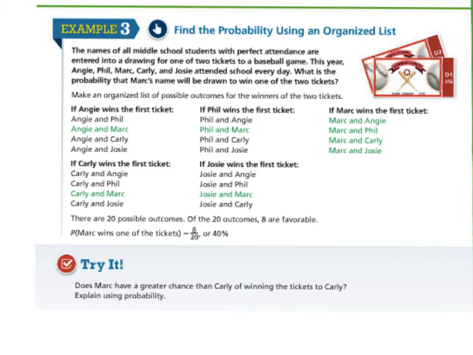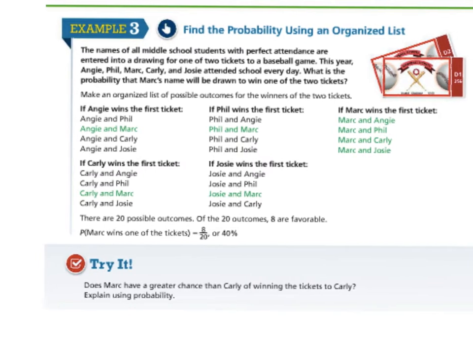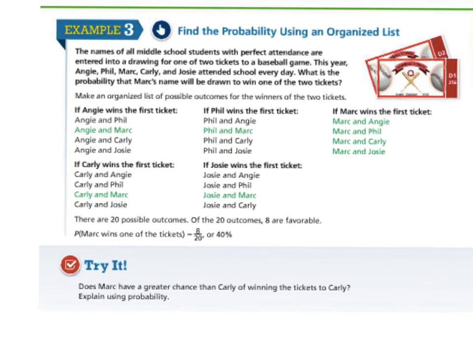Okay, in example 3, this one gets a little complicated. They use an organized list to show all the possible outcomes that can happen when two students are selected to receive baseball tickets. In this case, it doesn't matter which student is picked first and which student is picked second, but that's how they've got it organized, so we can see if we have included all the possible outcomes.